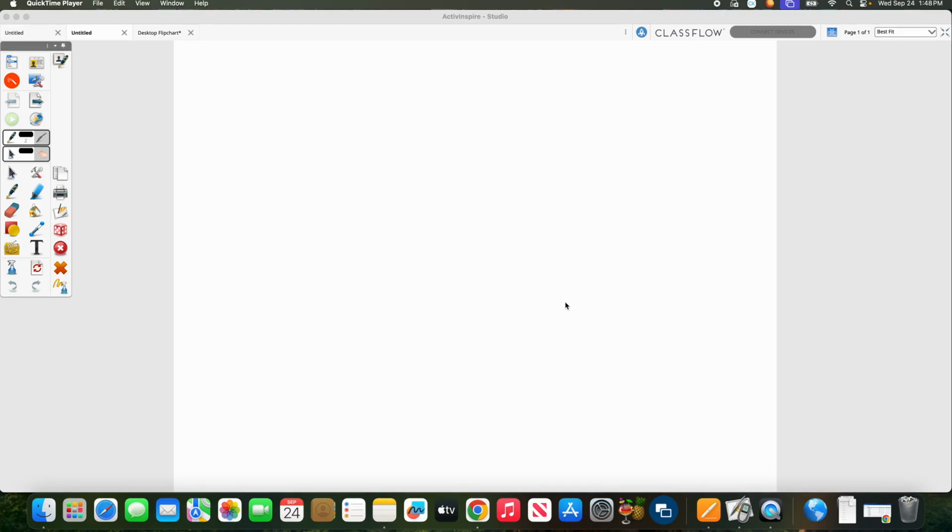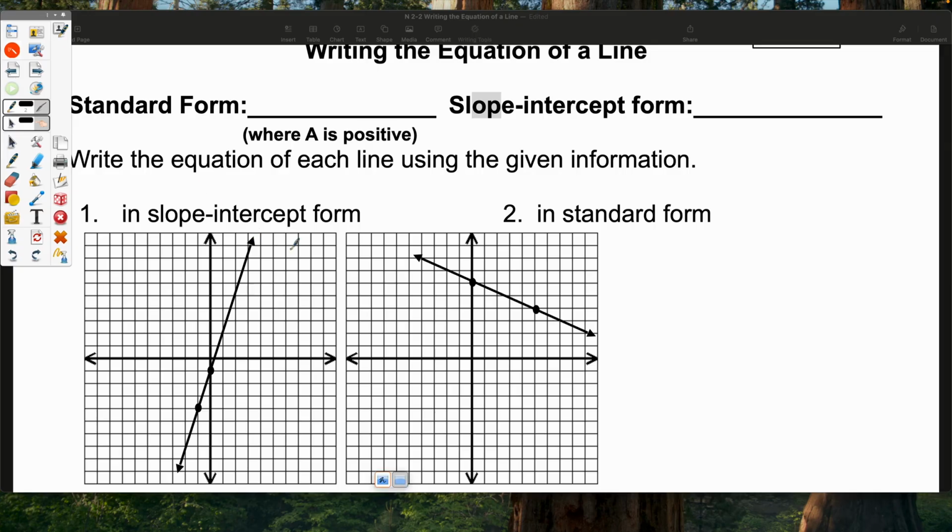Okay. All right. 2-2. We're going to be writing the equations of lines given some information, okay? It's going to give you certain information, we'll give you a graph, things like that. We just have to determine what the equation of the line is based on the information we're given.